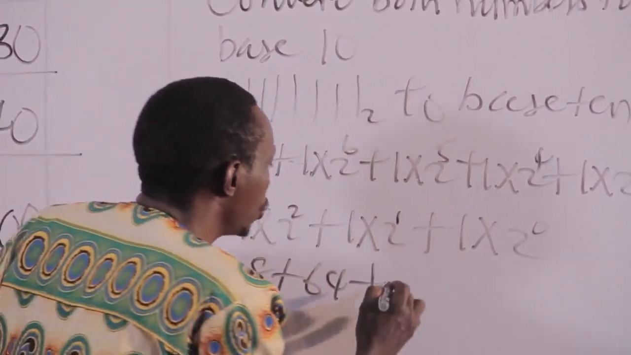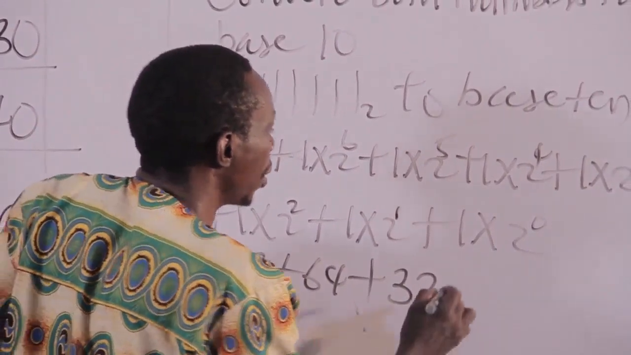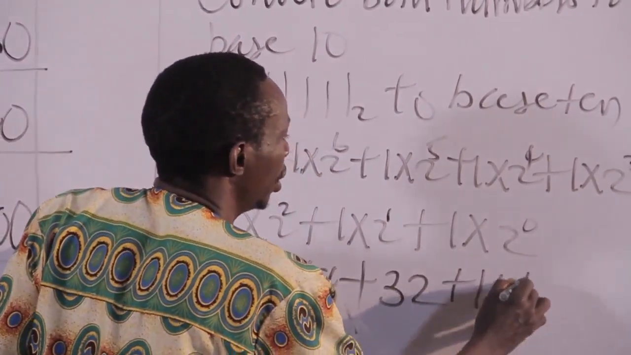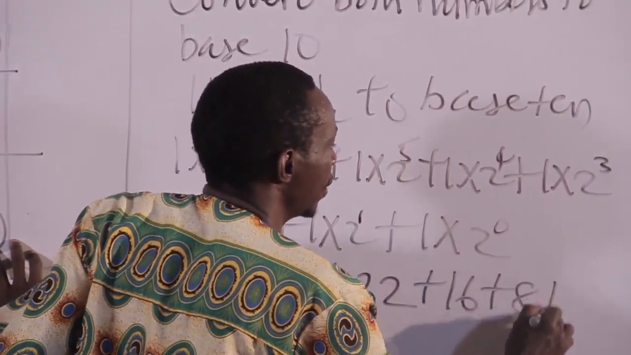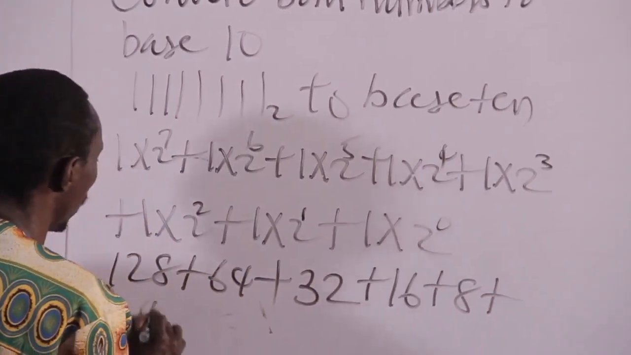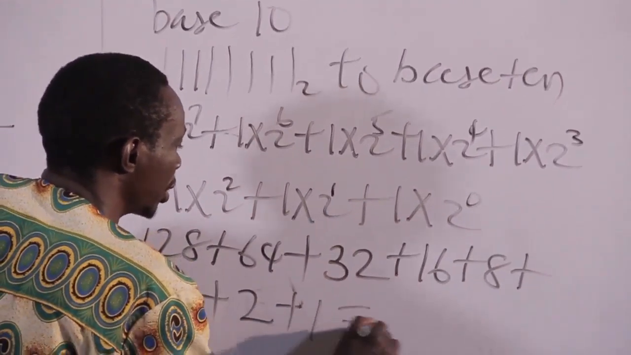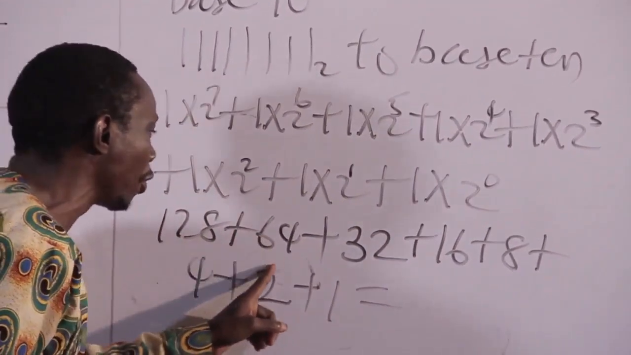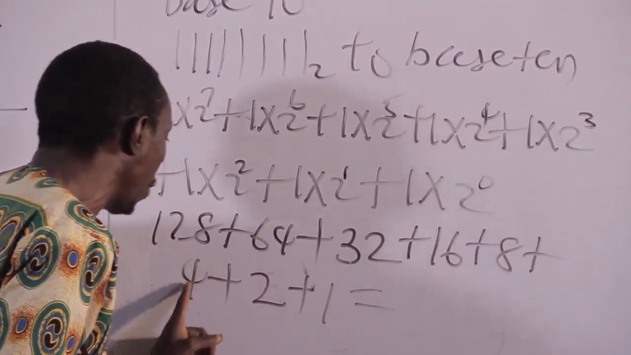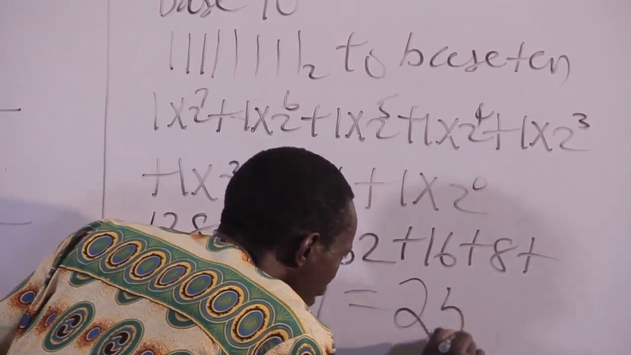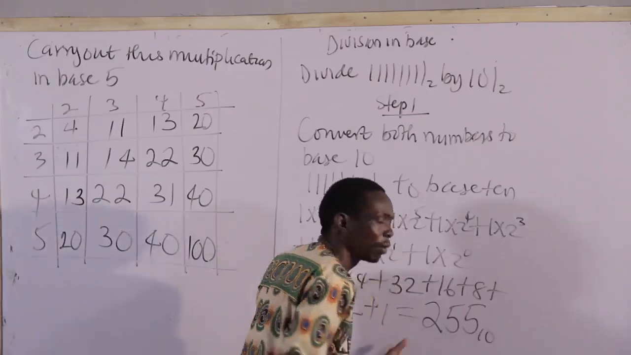2 raised to power 5 is 32. 2 raised to power 4 is 16 times 1. 2 raised to power 3 is 8. 2 raised to power 2 is 4. 2 raised to power 1 is 2. And any number raised to power 0 is 1, like I told you that time. When you add 128 plus 64 plus 32 plus 16 plus 8 plus 4 plus 2 plus 1, it will give you 255. Try the addition. It is 255 in base 10.